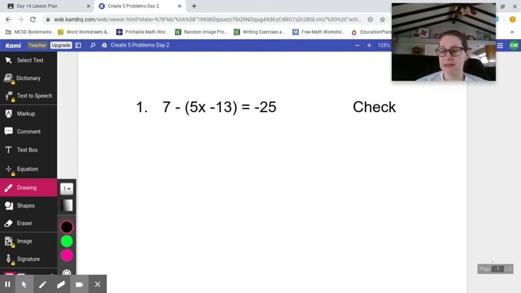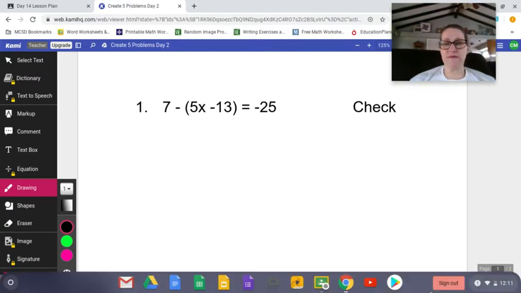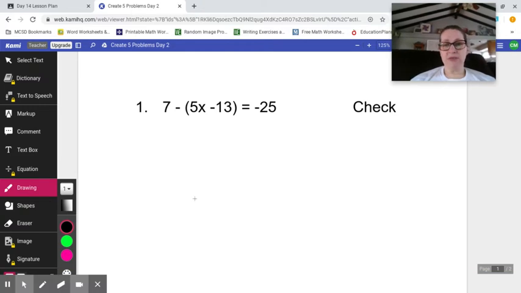Hello, today's math assignment is the same assignment as yesterday in that you're going to create 5 problems and solve them and do the check. I have 5 problems for you. If you would like me to share my document with you so you can see the last 2 problems, I'm going to do the first 3 with you. If you have any questions, please reach out to me. I can help you out, get your homework done.